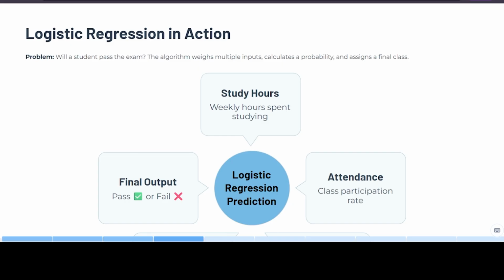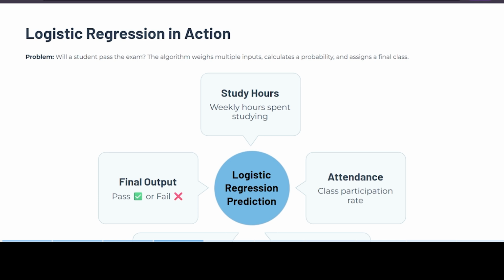Likewise, see, it does not randomly guess. It calculates the probability, which is nothing but the chance of passing or the chance of failing, and then it makes the final decision. That's why logistic regression is widely used for spam detection, disease prediction, as well as fraud detection. It is a very simple algorithm, very fast, and easy to understand while we are studying. That is why logistic regression is widely used nowadays.